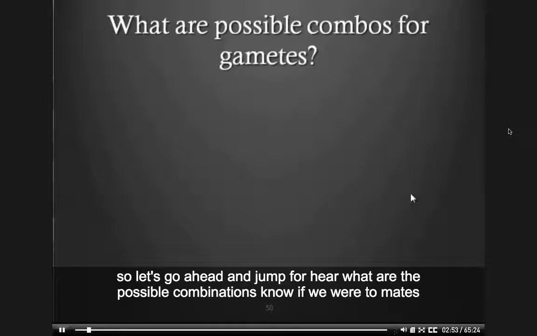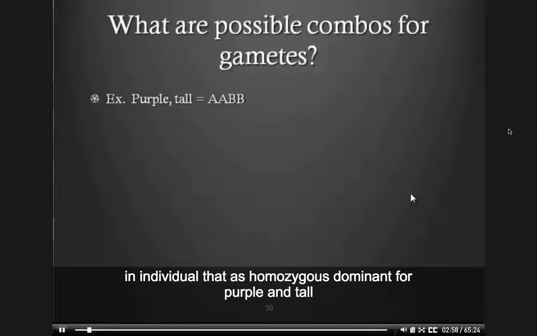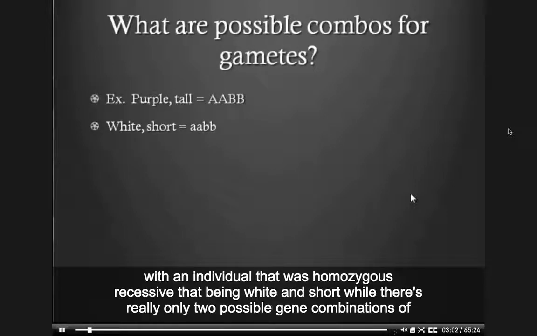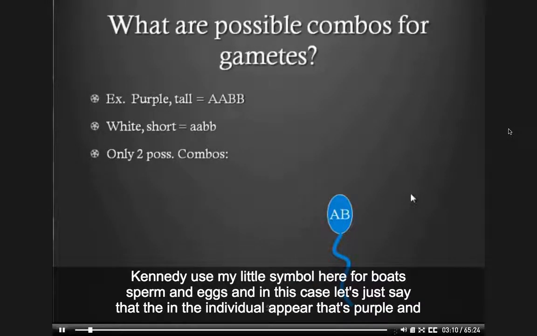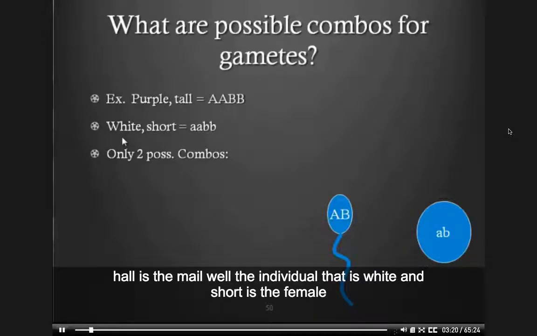What are the possible combinations now if we were to mate an individual that is homozygous dominant for purple and tall with an individual that was homozygous recessive, that being white and short? Well, there's really only two possible gene combinations, okay? And I'm going to use my little symbol here for both sperm and eggs. And in this case, let's just say that the individual up here that's purple and tall is the male, while the individual that is white and short is the female.